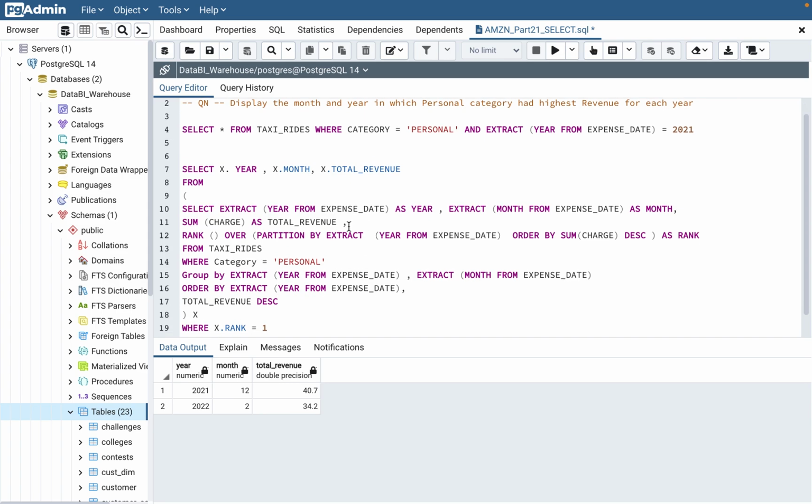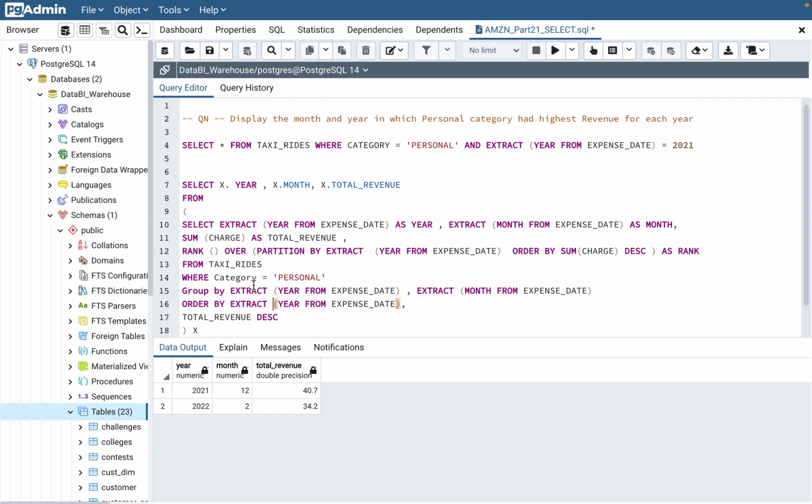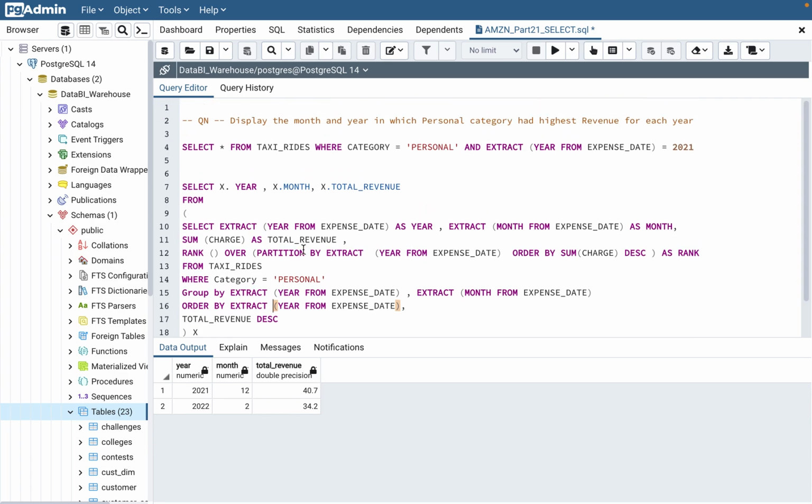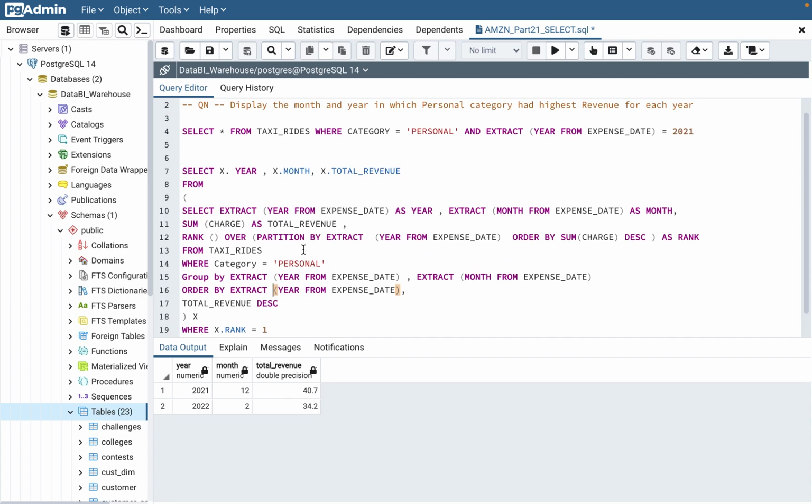So first of all, the sum aggregate function with group by is being used. The rank function is used, which is a window function. Then you are using a subquery, and within that you are using another subquery. So a lot of concepts are covered. Then you are using the extract function for extracting year and month. That's why this qualifies as an intermediate to advanced interview question.